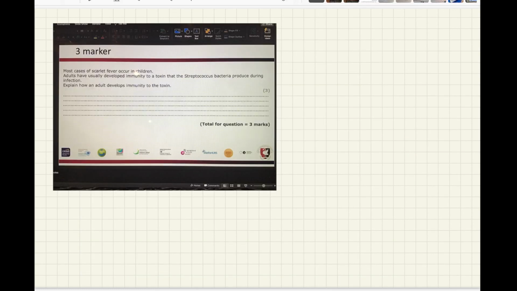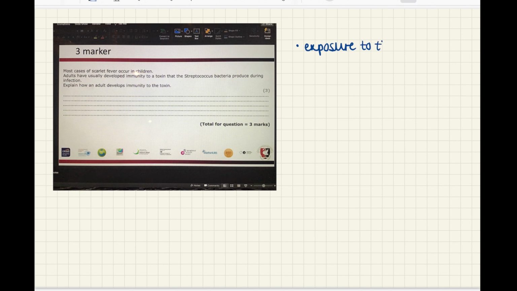As a bit of a recap from last lesson, I want you to give this 3-marker a go. 3 marks, 3 minutes, pause the video, have a try. So because this question was only a 3-marker, you didn't actually have to go into that much detail about the immune response, but here are some of the points that you could have had.